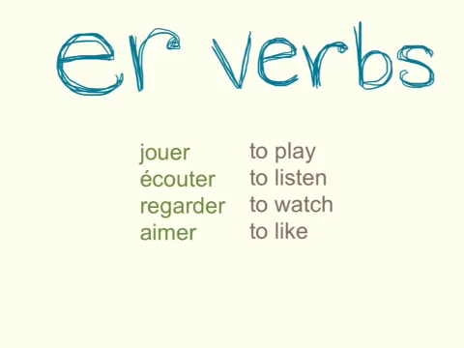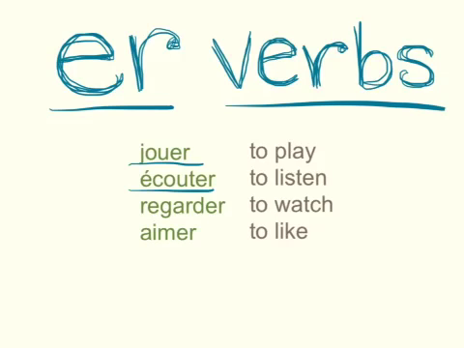Hey guys, today we're going to talk about ER verbs. ER verbs are verbs or action words that end in ER. So some examples of these that you've already seen are jouer, to play, écouter, to listen, regarder, to watch, and aimer, to like. You'll notice that when we say ER, it sounds like E. And all of these verbs end in ER.